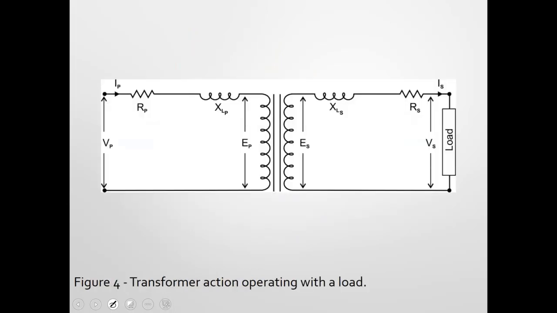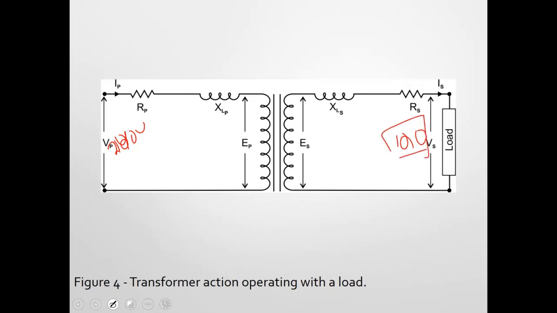Okay, so transformer action operating with a load. This is where things change a little bit. Same transformer, so we've got 240 volts here, going down to 120. We have that exciting current flowing through. It induces a voltage at primary and secondary, creating our secondary voltage.